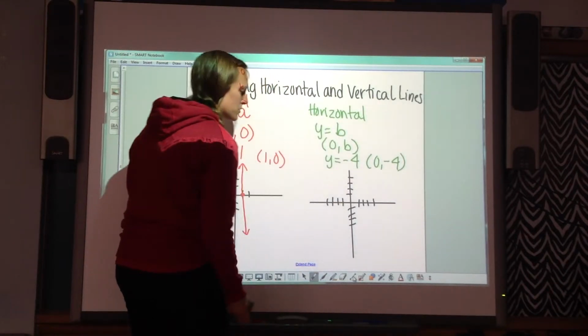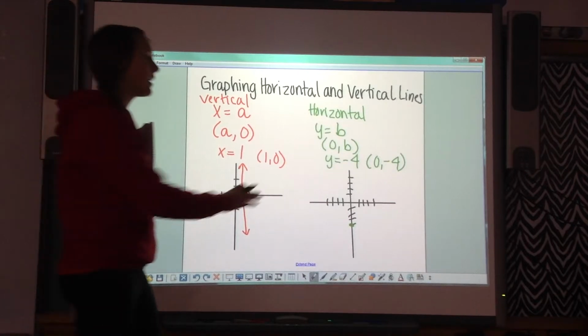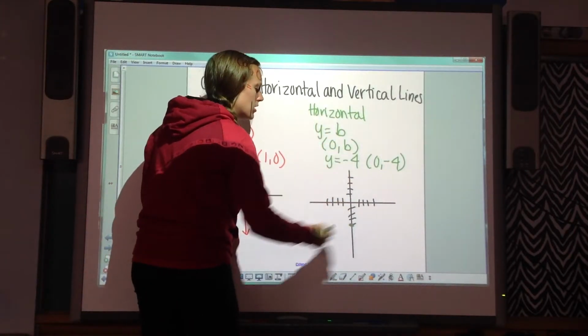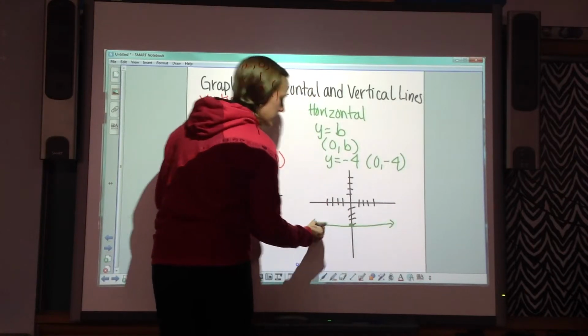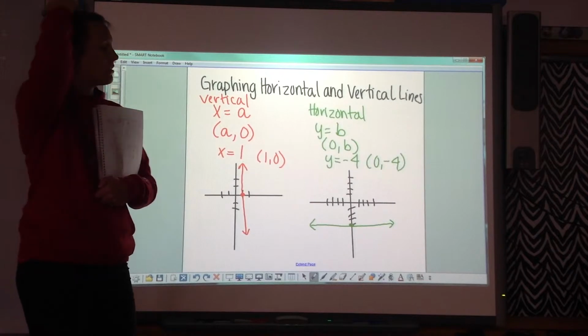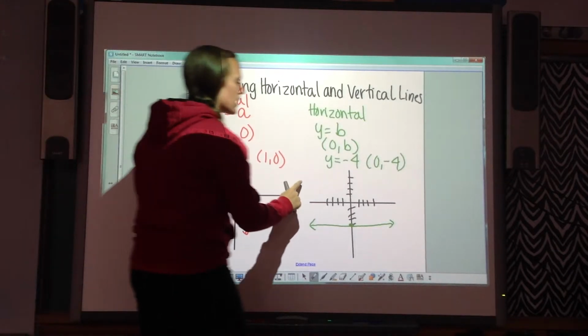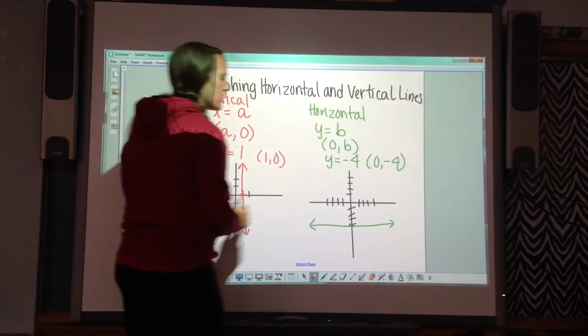I'm going to go to 0, -4, and there's a straight line that goes through there because there's no x here. There's only one variable. So I have a straight horizontal line that goes through y equals -4. So if you have y equals -4, or if you have y equals 3, you're going to have a straight line that goes through here. If you have y equals 0, you have a straight line that goes through here.